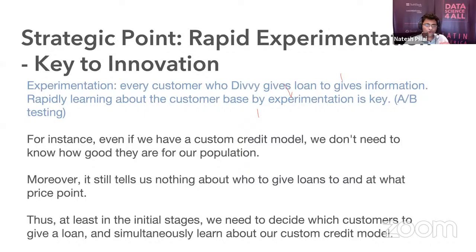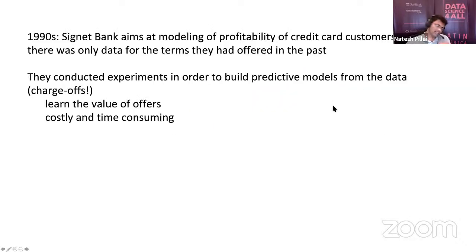Let me just show you. This is an example where in the 1990s, something called the Signet Bank aimed at modeling the profitability of credit card customers. So this was maybe 30 years ago. What they did was they started giving people different credit cards with different interest rates, to really see what people would accept as the ideal credit rate. Obviously if they give you a 20% annual interest rate, hell no, you will not accept it. But if they gave you like 1% or 2% a year, maybe you'll accept it, right? So by experimenting, they figured out the best credit rate to give customers.